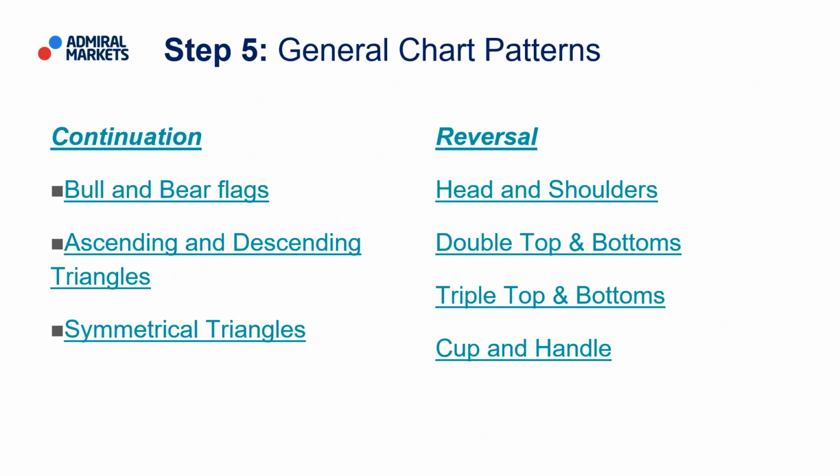Then step 5, if you remember, ladies and gentlemen, was all about this: was price action part of a bigger general chart pattern? We looked at continuation patterns, things like bull and bear flags, ascending and descending triangles and symmetrical triangles. And we looked at reversal patterns, things like head and shoulders, double top and bottoms, and triple top and bottoms in particular. As I said, you can find those sessions on the Admiral Markets YouTube channel and also on the Facebook page.